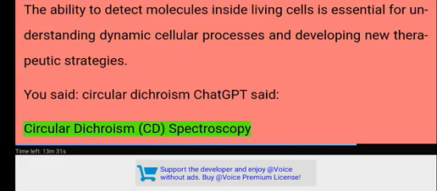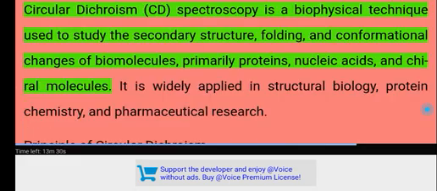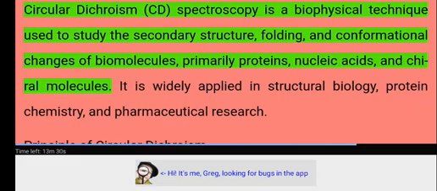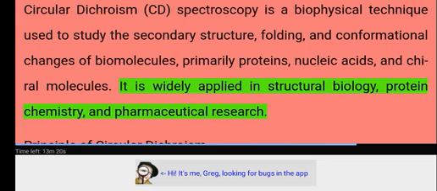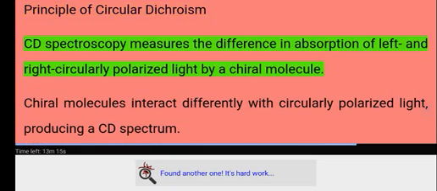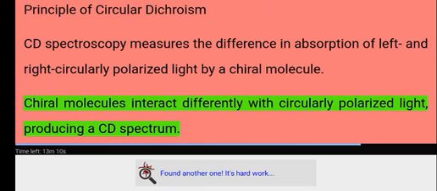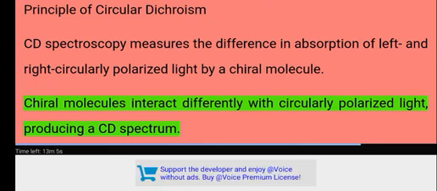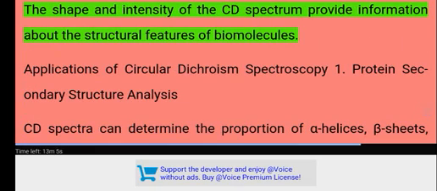Circular dichroism, CD, spectroscopy. Circular dichroism, CD, spectroscopy is a biophysical technique used to study the secondary structure, folding, and conformational changes of biomolecules, primarily proteins, nucleic acids, and chiral molecules. It is widely applied in structural biology, protein chemistry, and pharmaceutical research. Principle of circular dichroism. CD spectroscopy measures the difference in absorption of left and right circularly polarized light by chiral molecules. Chiral molecules interact differently with circularly polarized light, producing a CD spectrum. The shape and intensity of the CD spectrum provide information about the structural features of biomolecules.